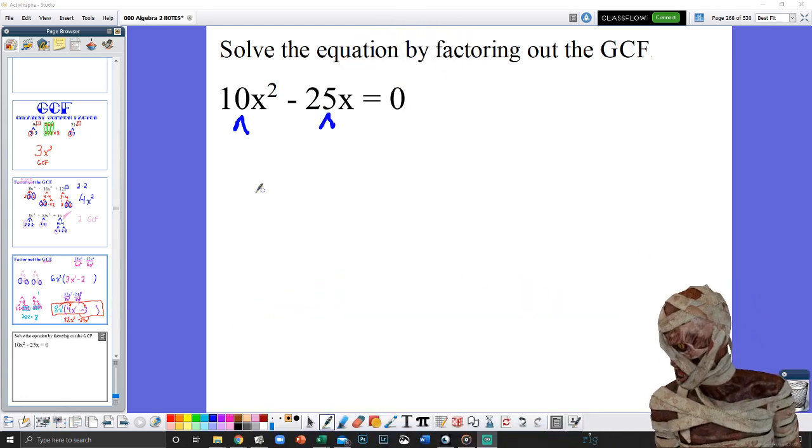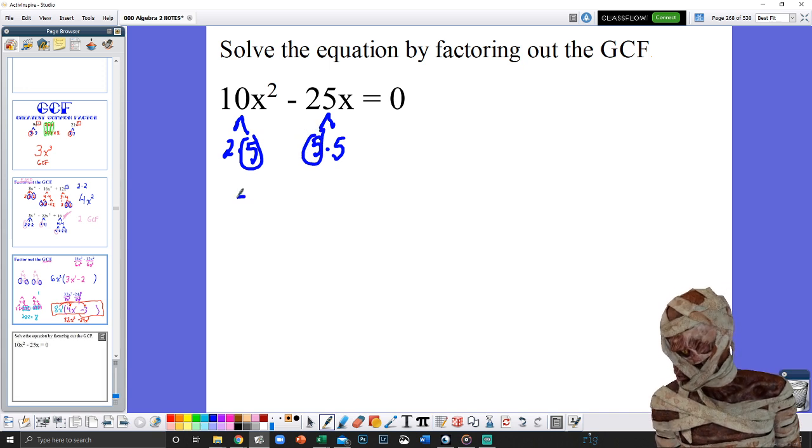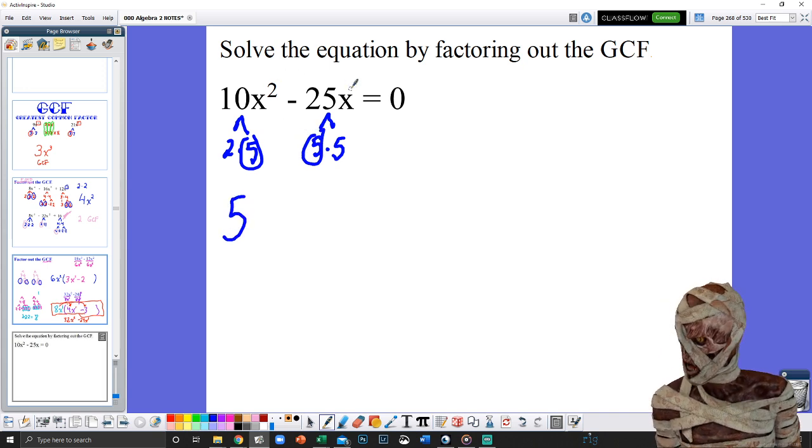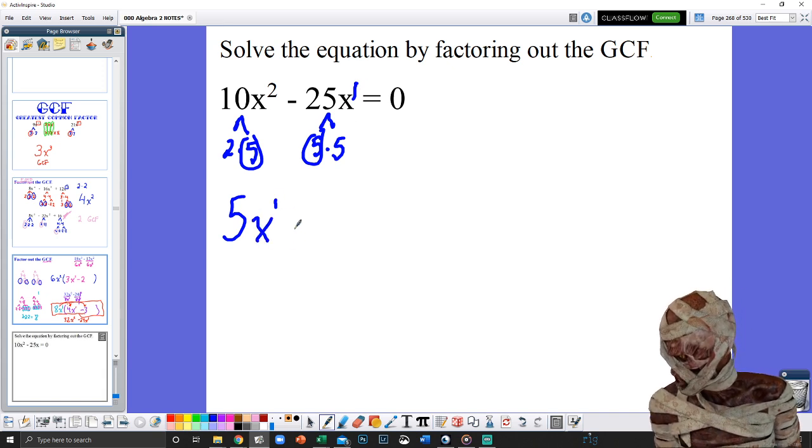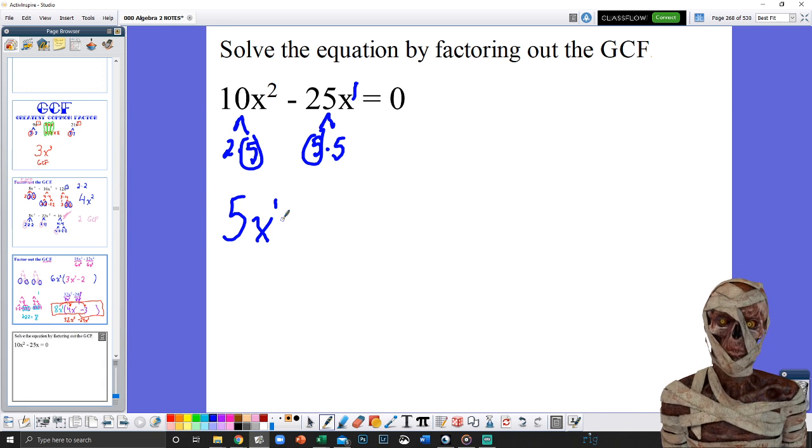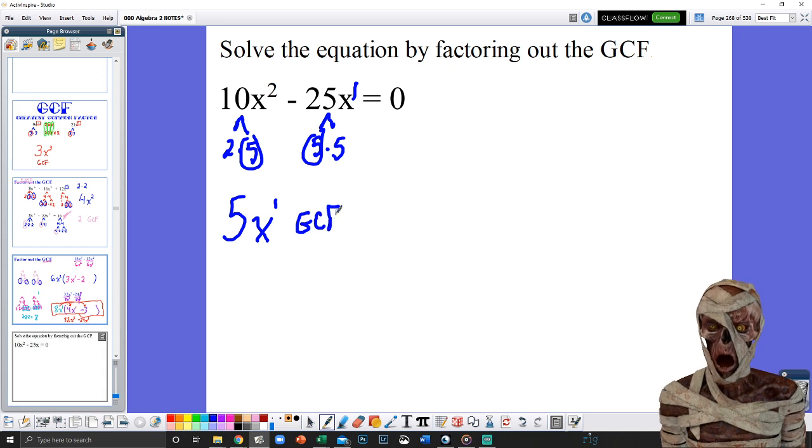Thanks for listening. So we've got 10 is 2 by 5. We've got 25 is 5 by 5. What do they have in common? There's a 5 there and a 5 there, so they both have a 5 in common. Looking at the smallest exponent, hopefully you put 1. So that is my GCF, 5x to the first power. Now I'll put GCF there.